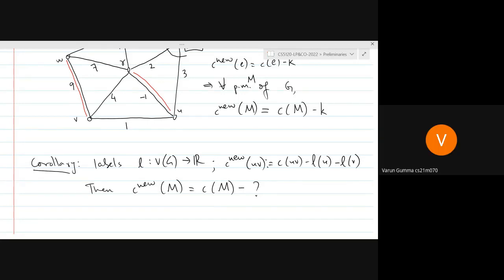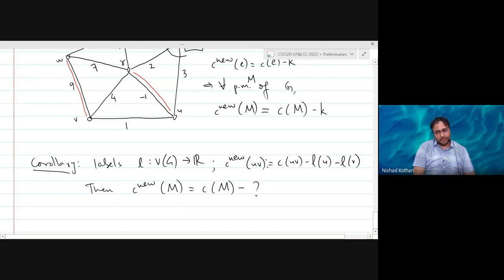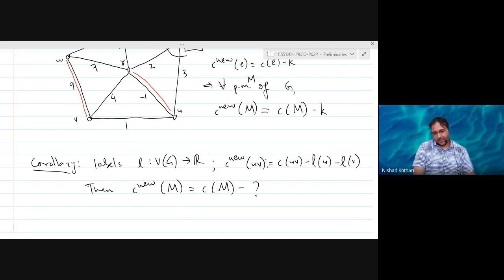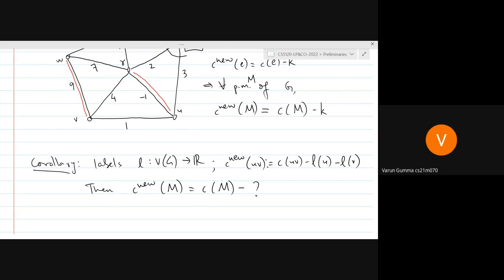Sir, should it be twice the sum of labels of all the vertices? You are close, but why should it be twice? Can you explain that to me? Because each vertex gets counted twice. Is it getting counted twice? This is a perfect matching. This is not the whole graph. Then only once. So just the summation of the labels over all the vertices.